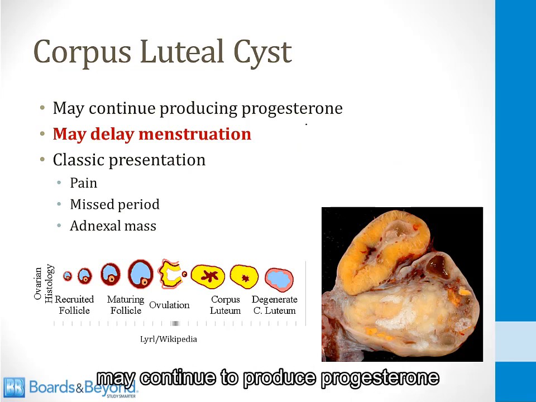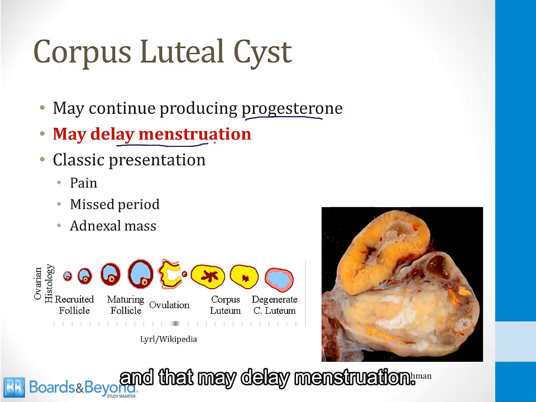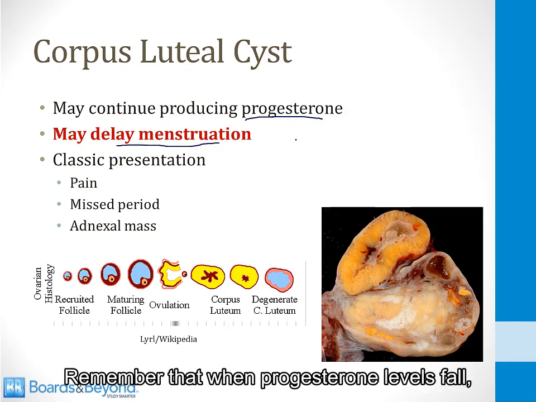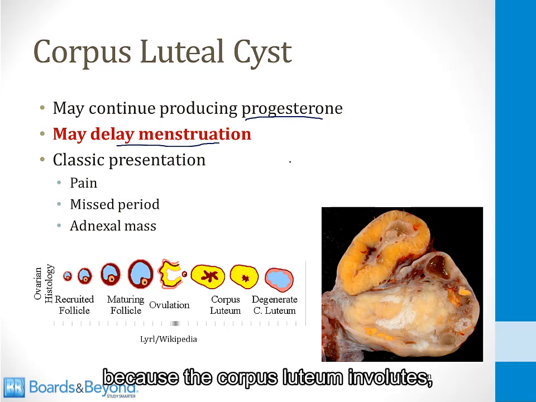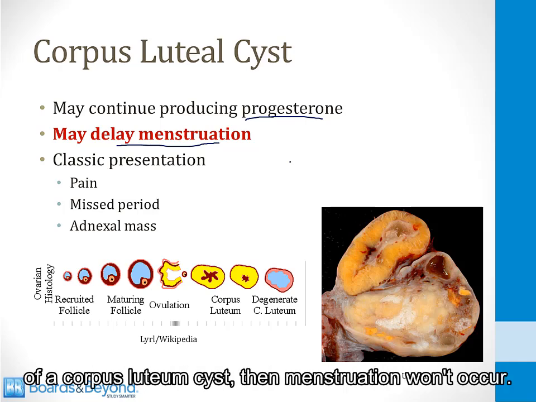The key thing to know about a corpus luteal cyst for step 1 of your boards is that these cysts may continue to produce progesterone, and that may delay menstruation. Remember that when progesterone levels fall because the corpus luteum involutes, that's what triggers the shedding of the endometrium and menstruation. If progesterone levels stay high because of a corpus luteal cyst, then menstruation won't occur.